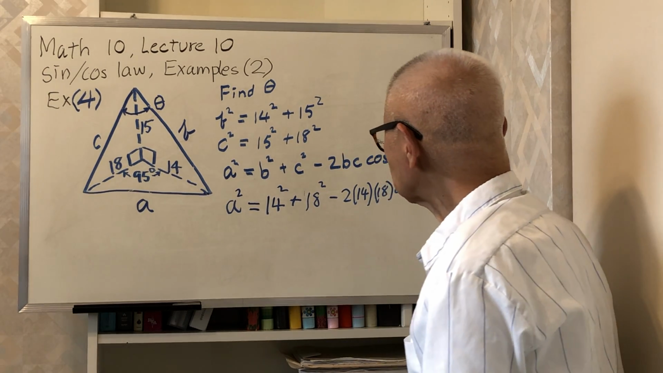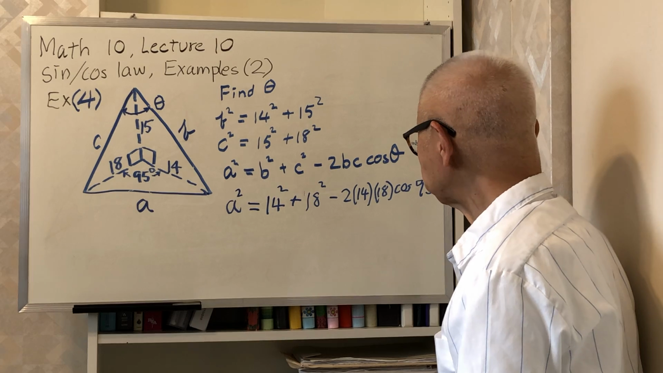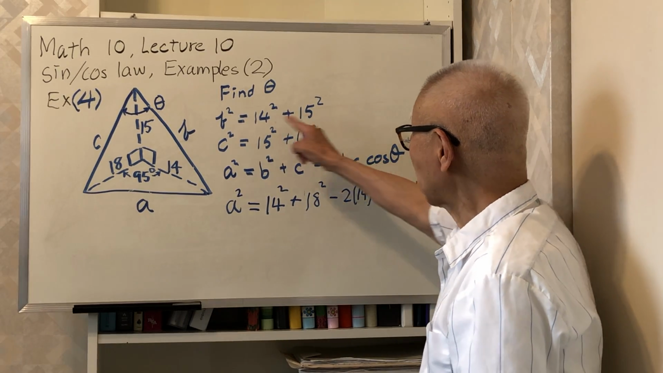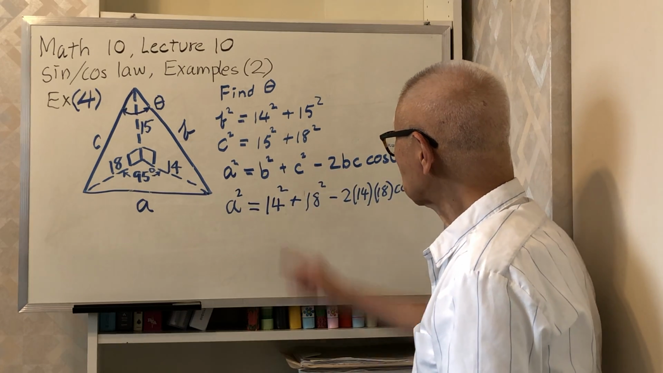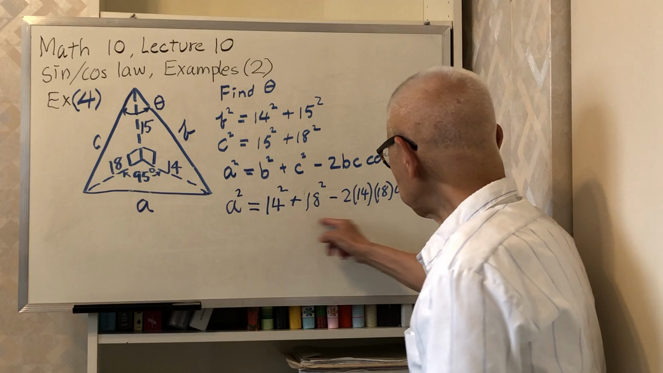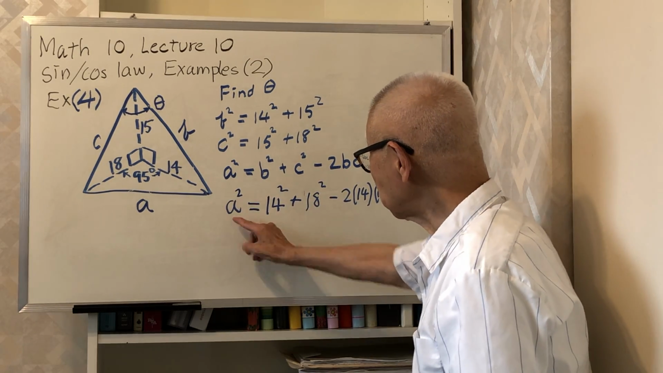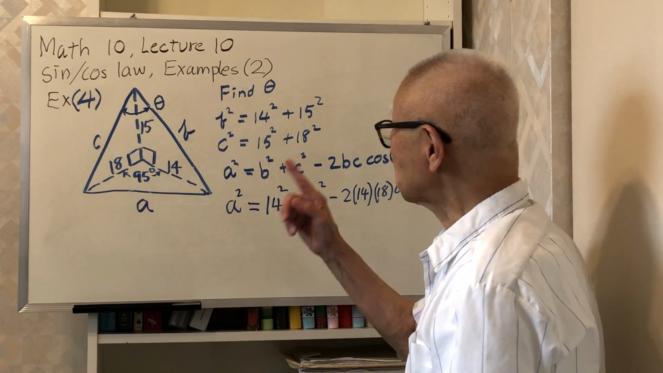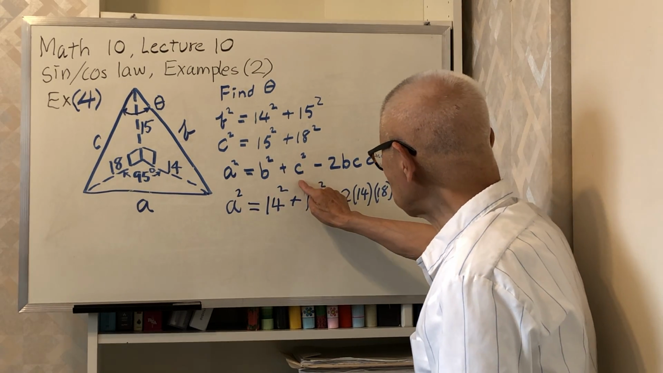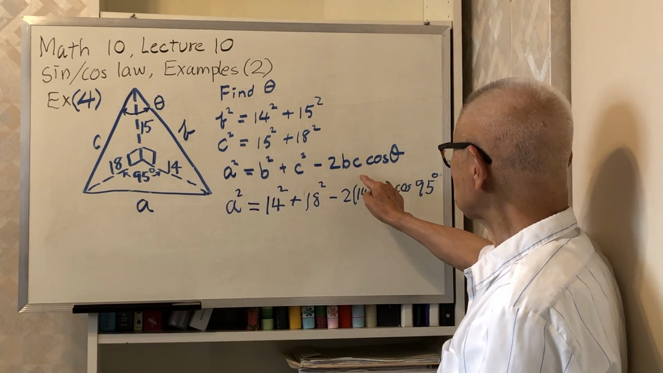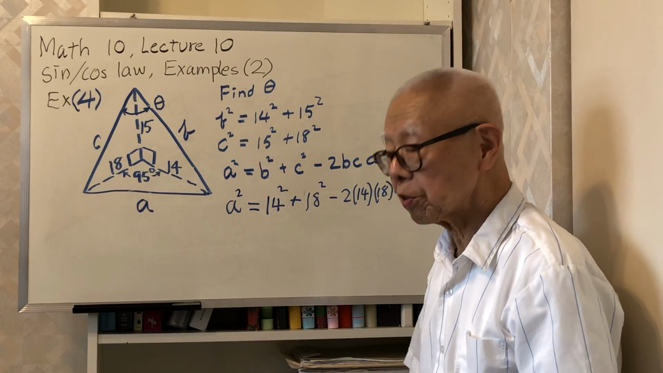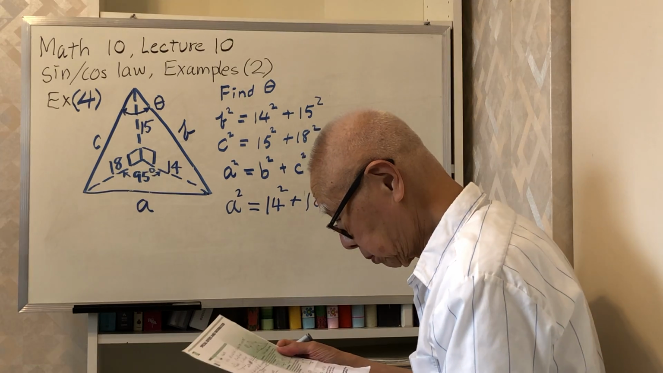So now everything is there. From this, I find B. From this, I find C. From this, I can find A. So I know A, B, C. I know A, I know B, I know C, but I don't know cosine theta. That's how I find cosine theta.